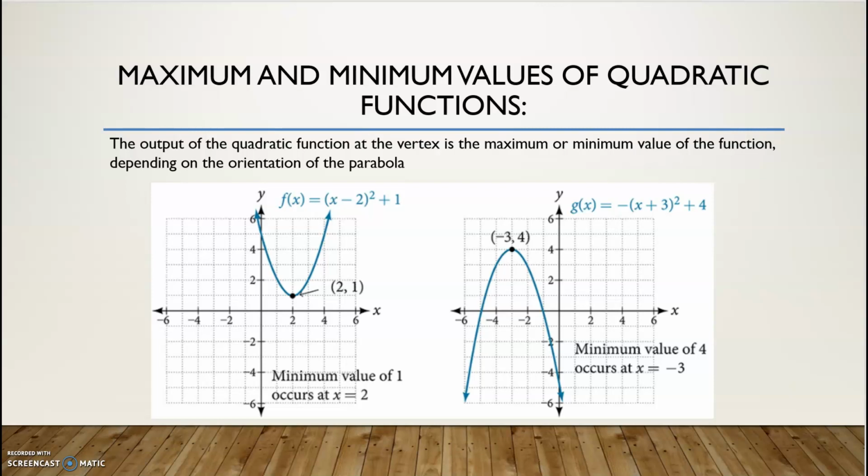The output of the quadratic function at the vertex is the maximum or minimum value of the function, depending on the orientation of the parabola. The orientation of the parabola is just talking about whether it opens upwards or downwards. So notice this one is opening upwards, and the number right in front of the parentheses is a positive 1. Notice this one is opening downward, and the value right in front of the parentheses is a -1, so it's opening downward. If you got a positive, it will open upward. If you got a negative, it will open downward.